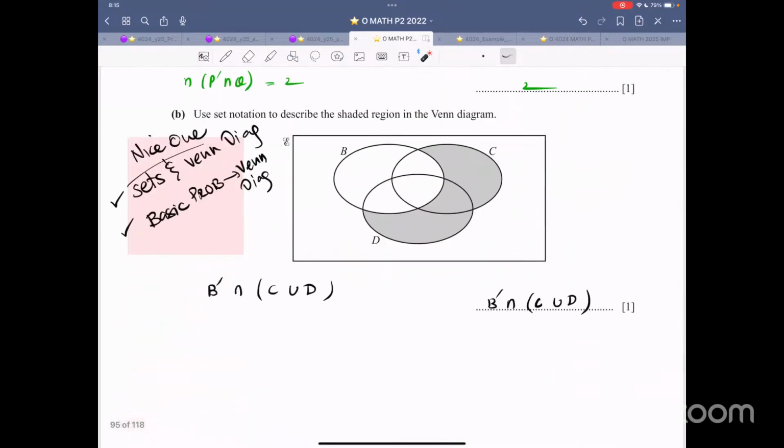Use set notation to describe the shaded region in the Venn diagram. So this is definitely B complement. And C and D are intersecting. So first of all, it was C union D. But first of all, it's B complement. So B complement is there. Now you want to unionize, have a party, just go ahead and have a party. So that is C union D.